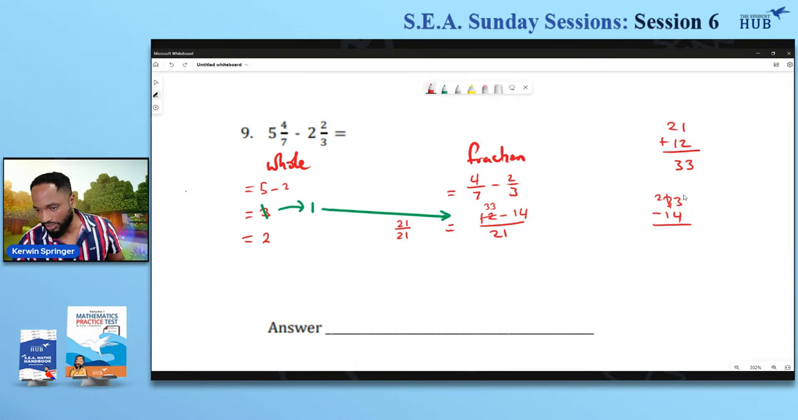33 minus 14 is 19. So I'm getting 19 over 21. So this is 2 and 19 over 21.